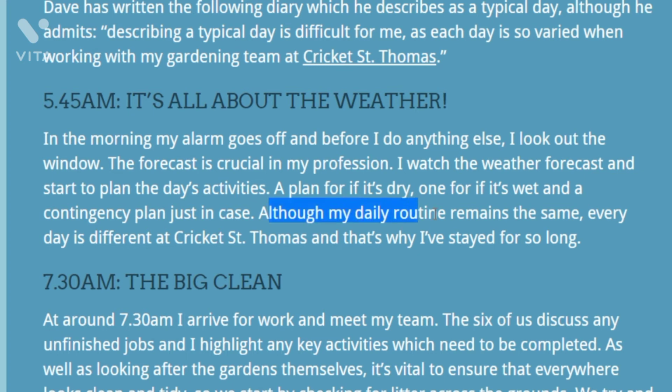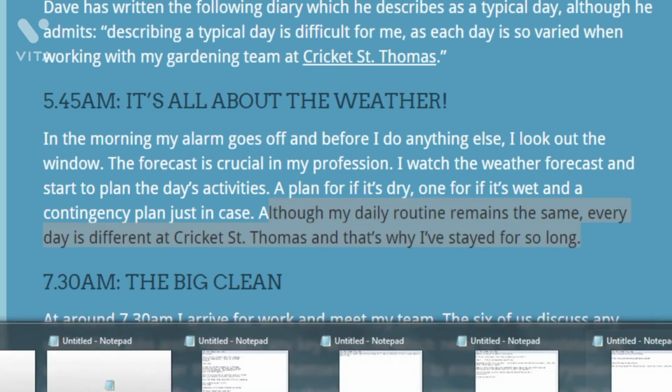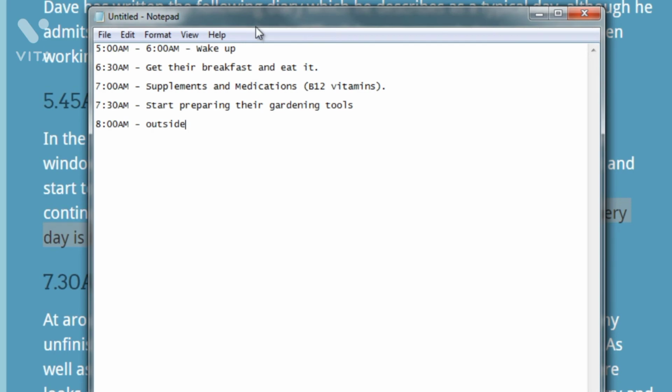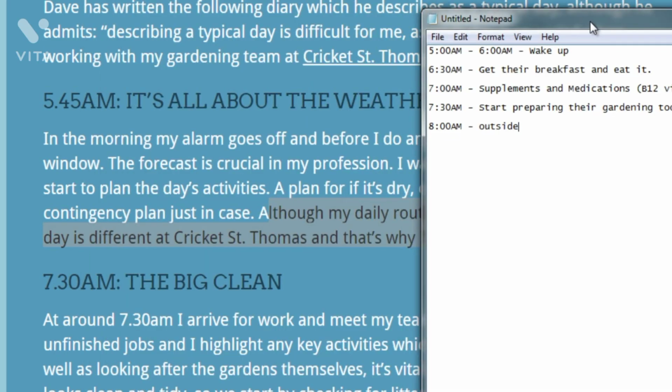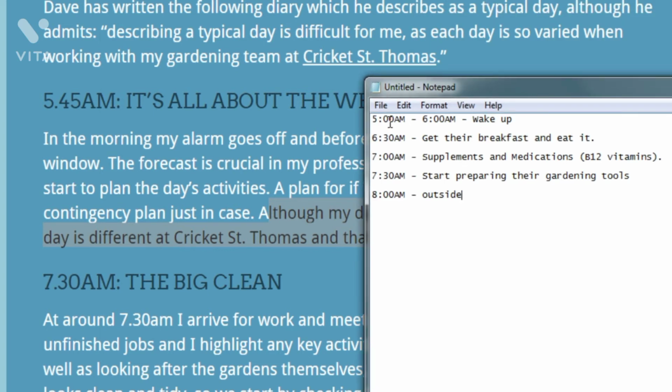Look at that. So he has contingency plans for when it is rainy and when it is dry, so that he's always doing something. Although my daily routine remains the same, every day is different. Okay, so we could even adjust it according to Dave West. So he's more of the gardener that we're looking for. We're not really looking for a landscaping gardener. So we're going to follow him. 5 a.m. He wakes up.